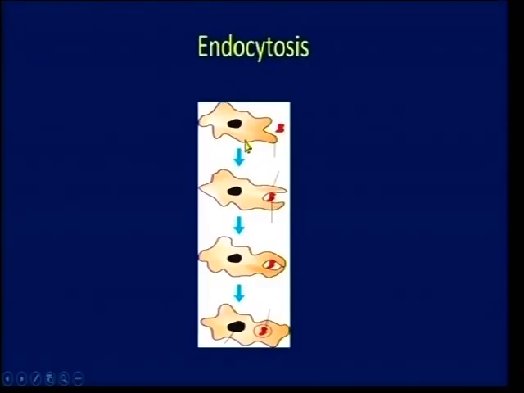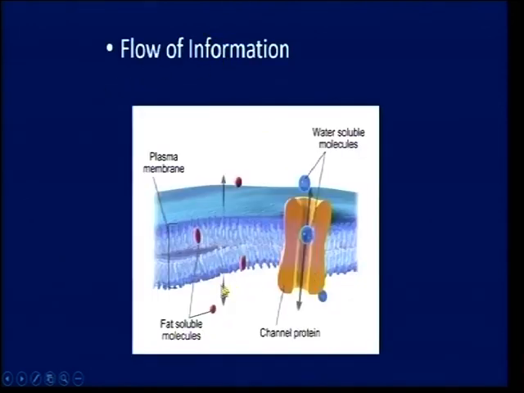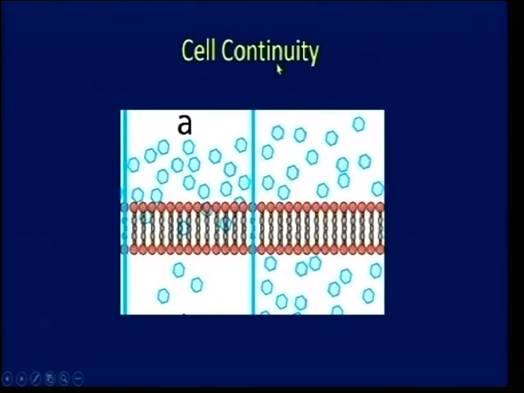Next, endocytosis. Children, this is seen in amoeba. You can see clearly the substance is getting closer to the amoeba. Next, it gets completely dissolved in the amoeba. This is called as endocytosis. Flow of information. Children, you can see the water soluble molecules are entering the plasma membrane, right?